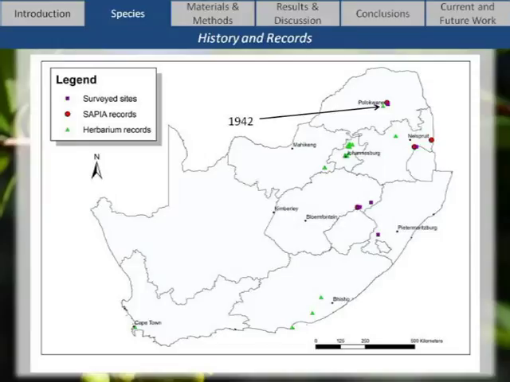So a little bit about history and records. In SAPIA there are only 4 documented records of Berberis, one of them with no coordinates whatsoever. So from the beginning, very data deficient. Data deficiency was a big problem. Also the herbarium records, there are only 34 documented, all of which are of cultivated origin.